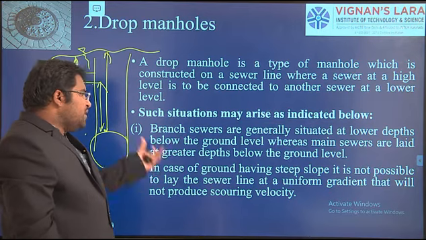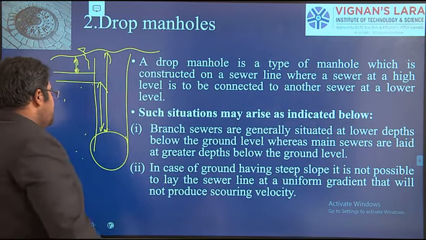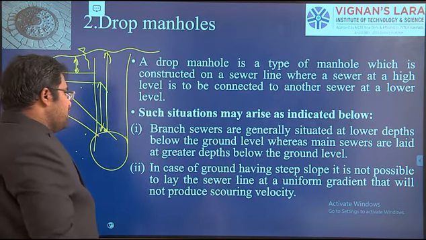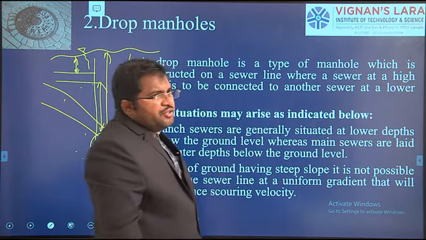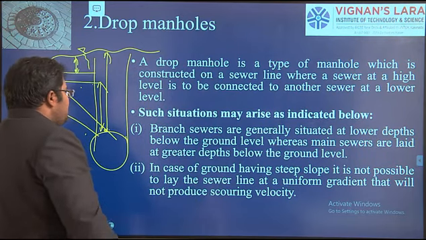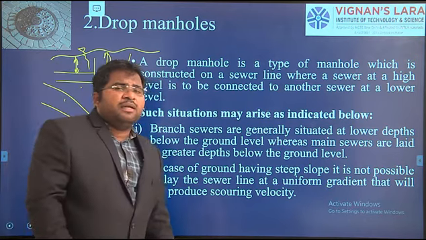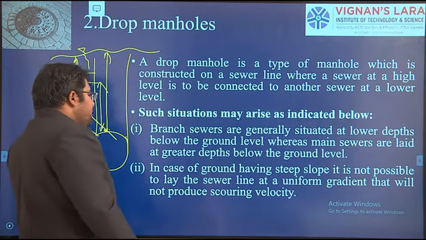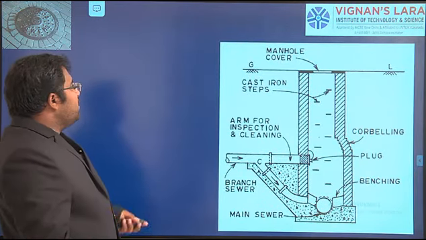So what is the next condition? The ground may have a steep slope. With a steep slope, water will come very fast, so it is not possible to lay down the sewer line at a uniform gradient. If we want to maintain uniform velocity, we have to construct this. We already know that the velocity should not be too high and should not be too low. It should be a non-scouring and non-silting velocity. To maintain that, you need to go for these drop manholes.